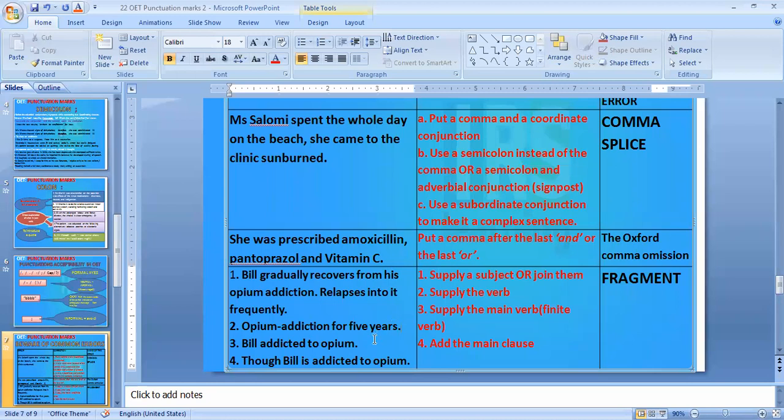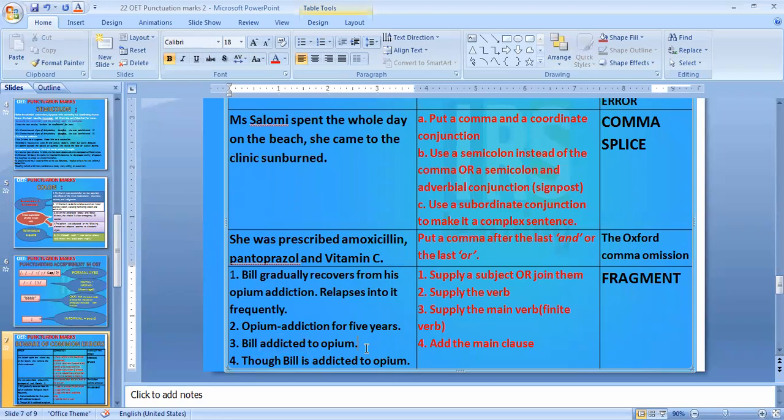Okay, now number 3, Bill addicted to opium. Again, main verb is missing. Addicted is adjective, not a verb. So you should say Bill is addicted. That is the verb that is missing. Or was. Bill was addicted. Bill is addicted. Has been addicted. Okay, fine. So the verb is missing.